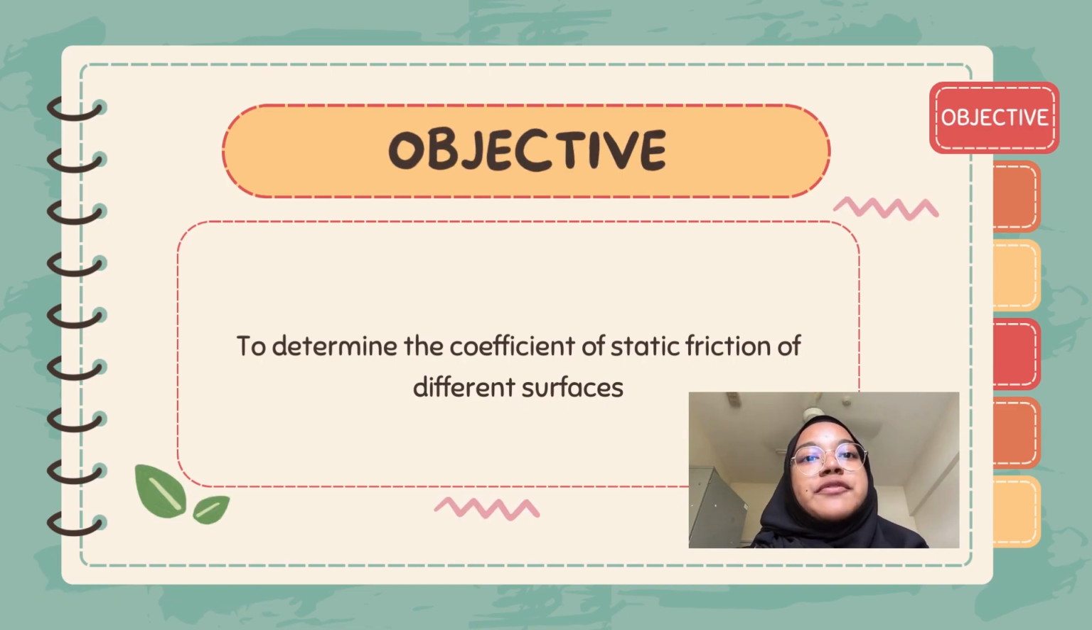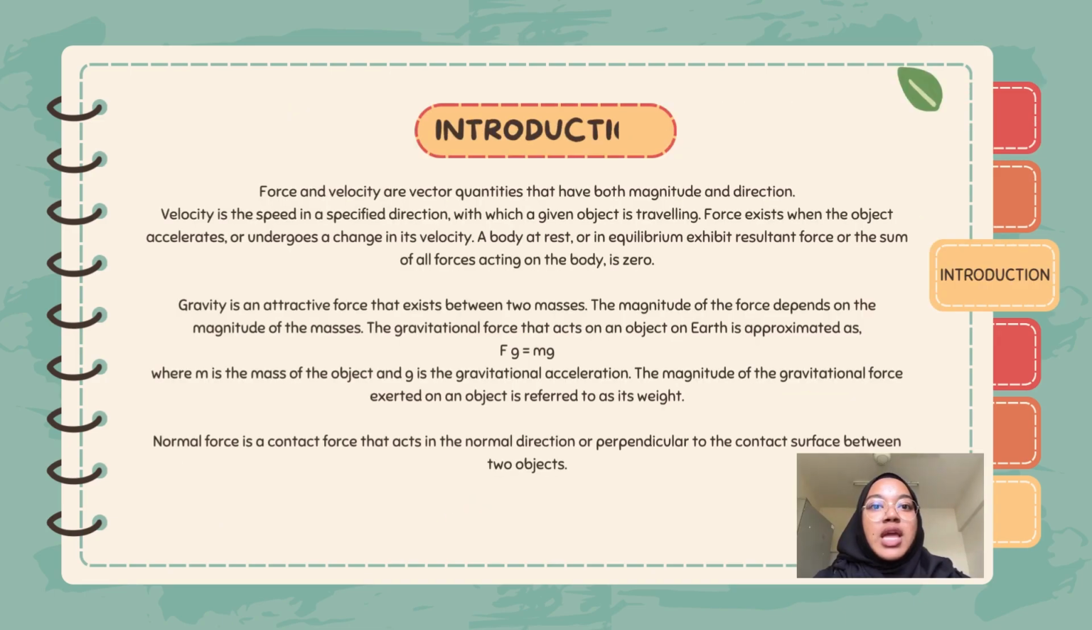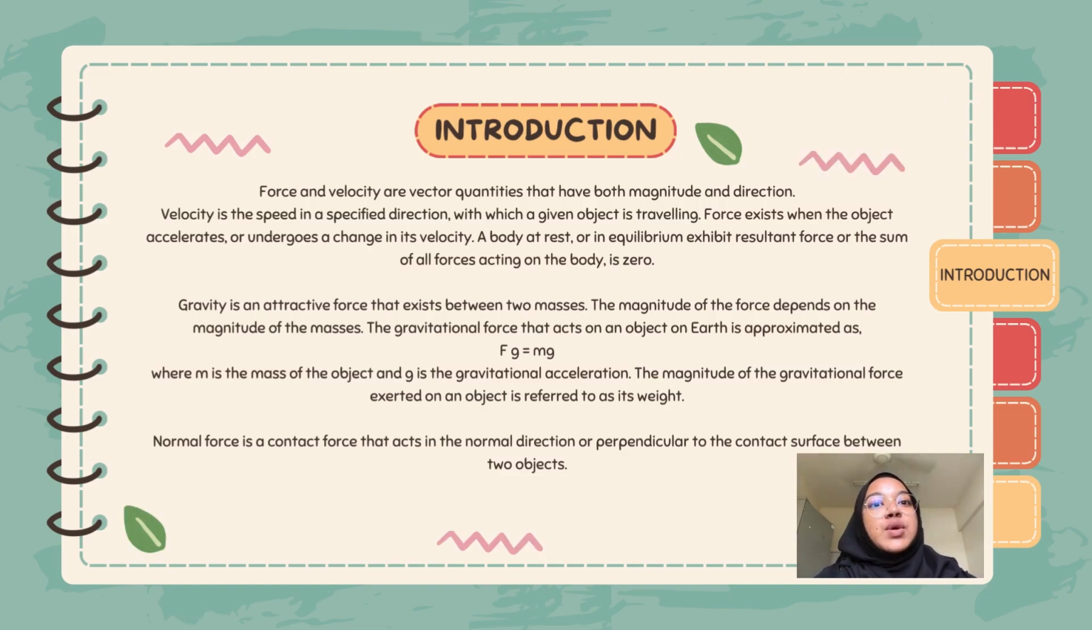The objective of this experiment is to determine the coefficient of static friction of different surfaces. Force and velocity are vector quantities that have both magnitude and direction. Velocity is the speed in a specified direction with which a given object is traveling. Force exists when the object accelerates or undergoes a change in its velocity.